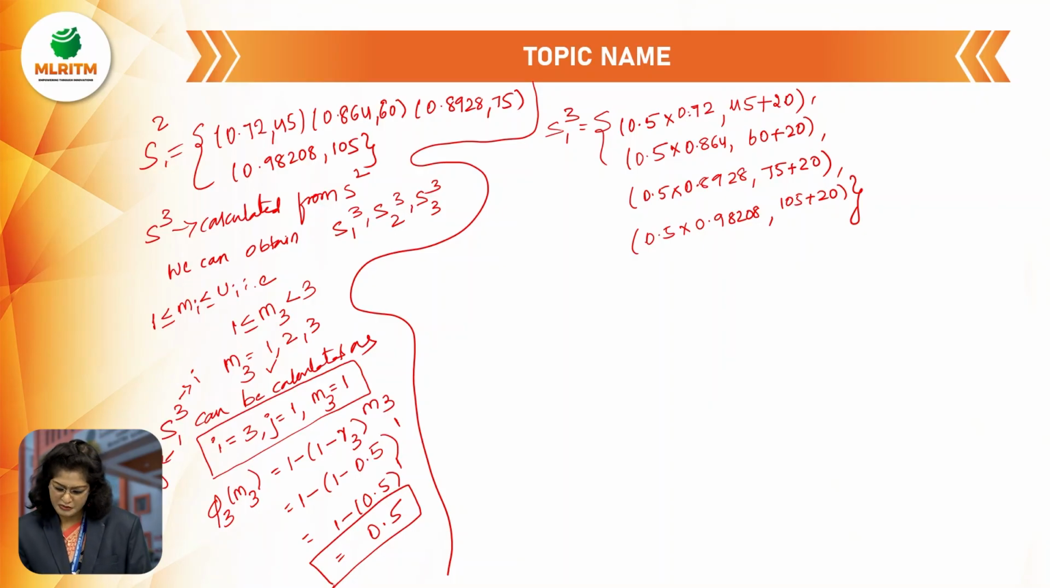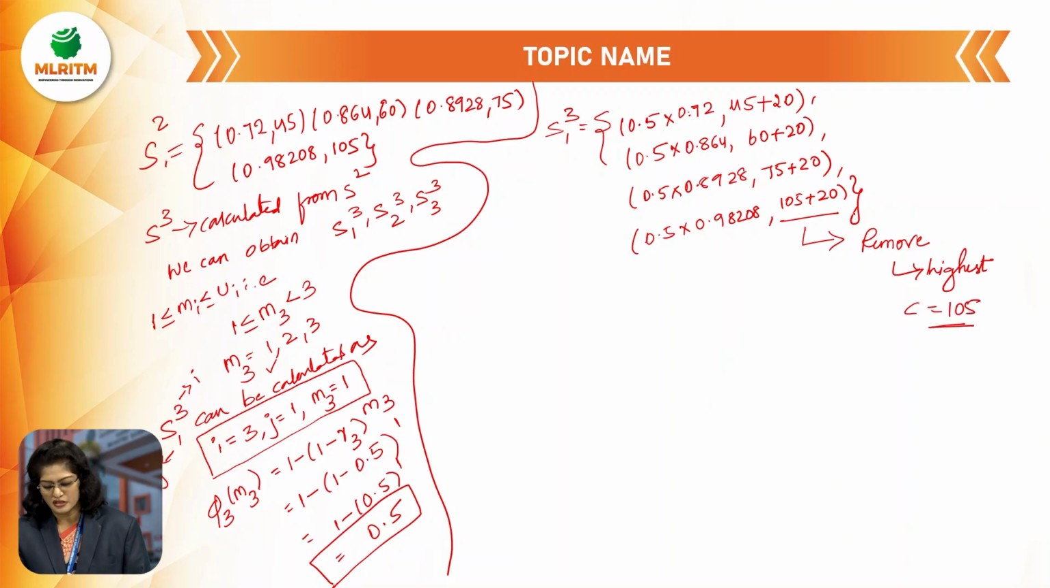Now, taking this, we are going to get 105 plus 20. This is a larger value, so we can remove it directly by seeing this. Why? Because it is the highest; the capacity is 105, plus 20. So these are what we can calculate now.